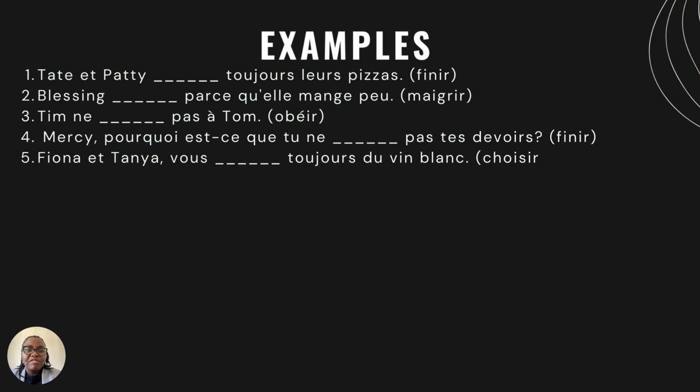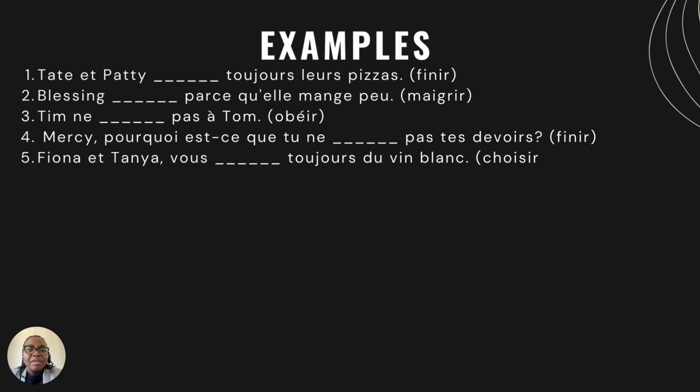Number 2, we have the verb maigrir. So we are also removing the R and replacing it with T, because Blessing, like I said before, is a person's name and it corresponds to the subject il or elle. So Blessing maigrit parce qu'elle mange peu. Maigrir means to slim, to get lean.